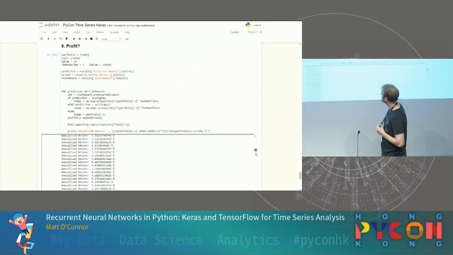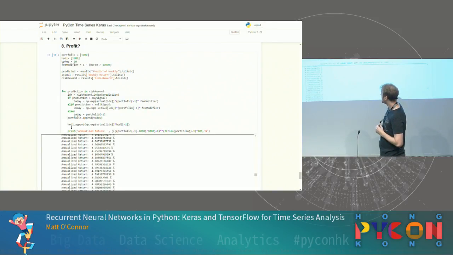Why is it printing out every time? Because you said print in a for loop. Yeah, that should not be indented. All right.